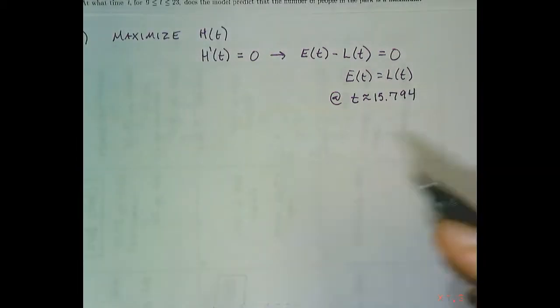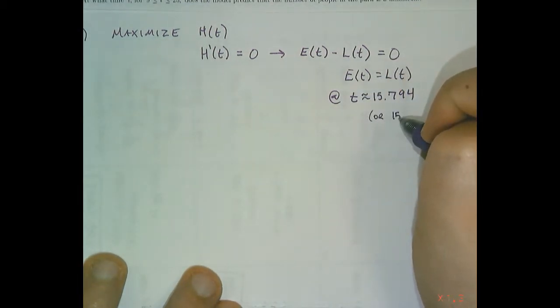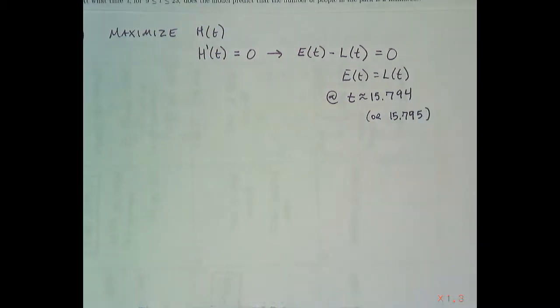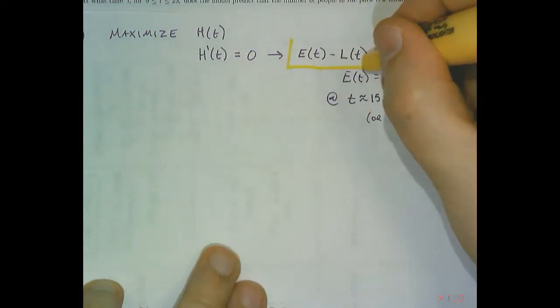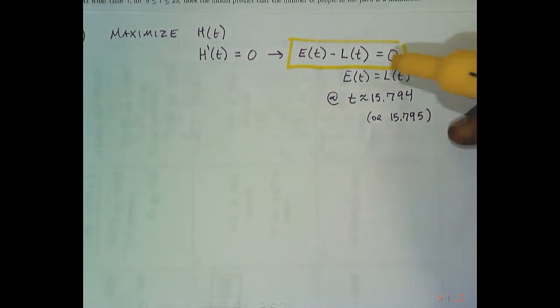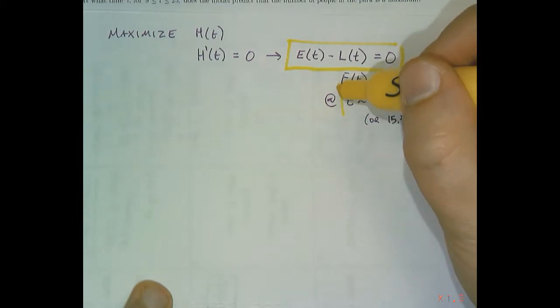Or in AP grading, they accept rounded or truncated, so 15.795 is another approach. Okay, this is worth 2 points. 1, if you were to establish the fact that the function is going to be maximized at the critical values. And then 2, if you have the correct time.